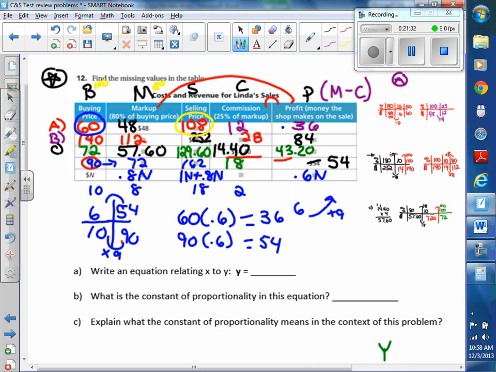And then the commission, so here's the commission. Using that same idea, you could do a ratio of 12 to 60, right? What fraction is 12 out of 60? A fifth, right? So you're really just taking N and dividing it by 5.